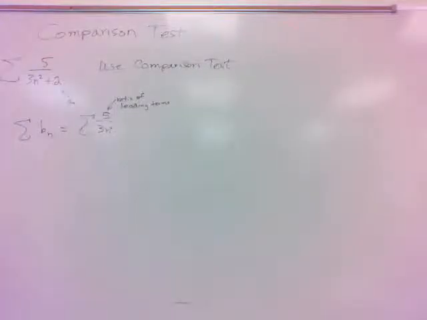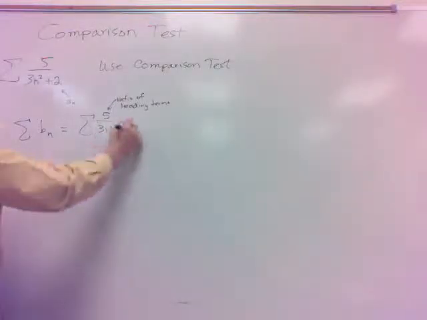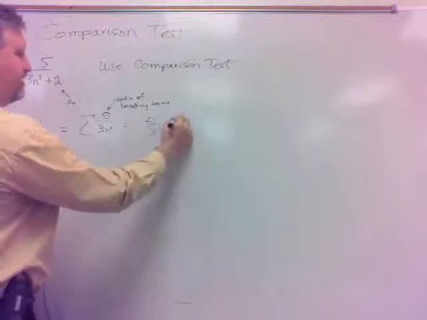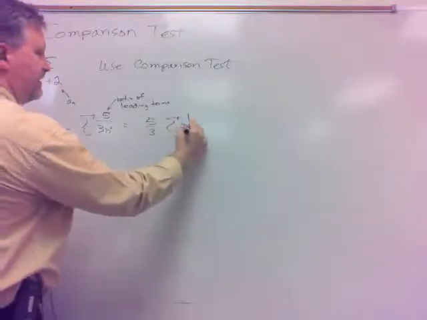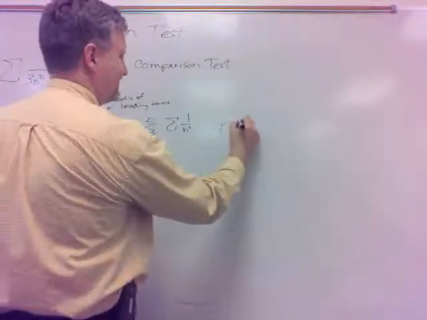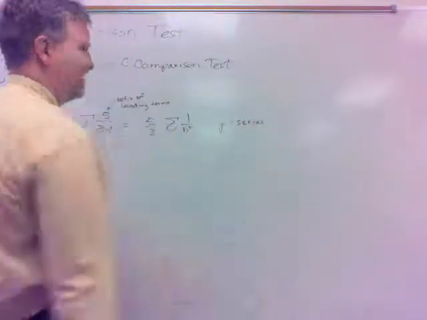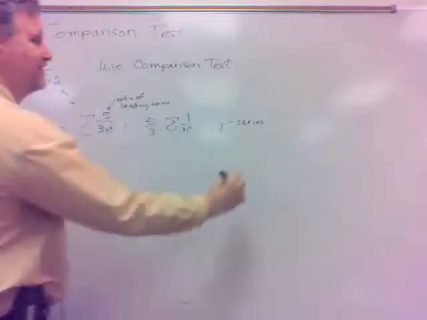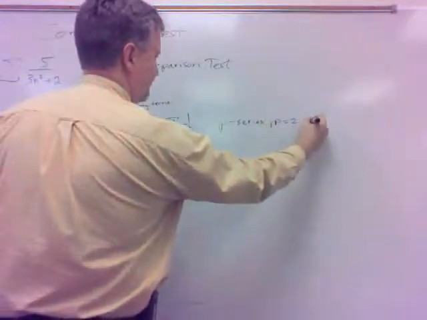Because what do you know about B sub n here? Well, it's 5/3. Let me write it this way. 5/3, we can pull that out. 1 over n squared. Now what do you know about that series? Just what we talked about. That's a P series. That's a P series. P is 2. Convergent, yes.